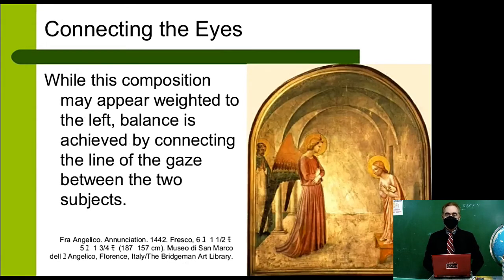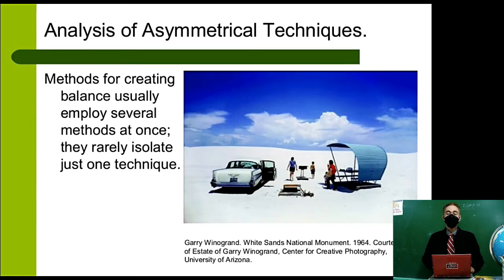Connecting the eyes: while this composition may appear weighted to the left, balance is achieved by connecting the line of the gaze between the two subjects. Analysis of asymmetrical techniques: methods for creating balance usually employ several methods at once. They rarely isolate just one technique.